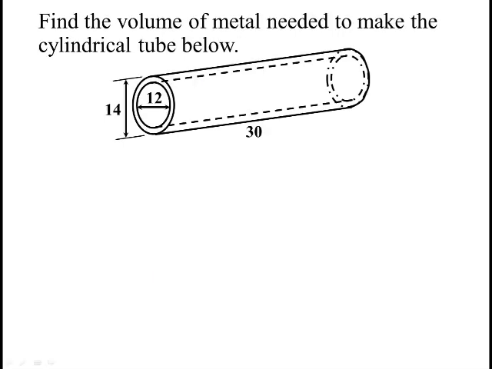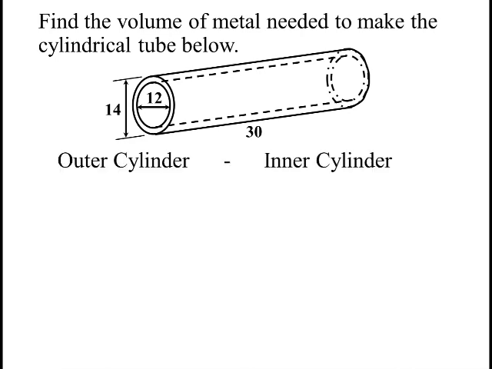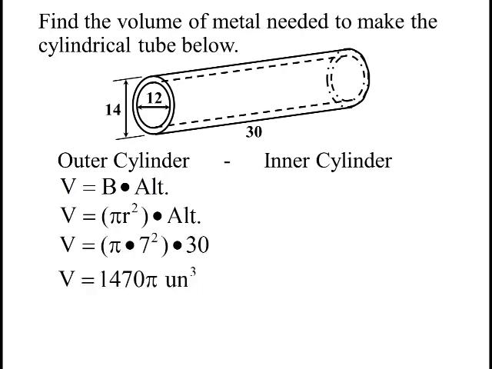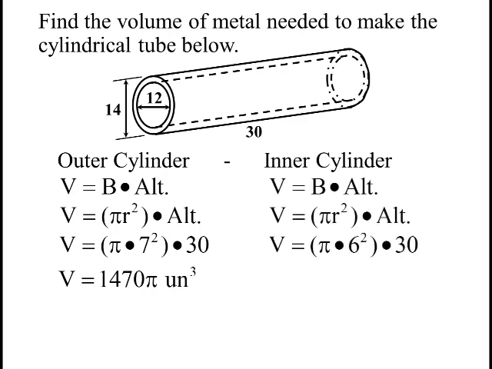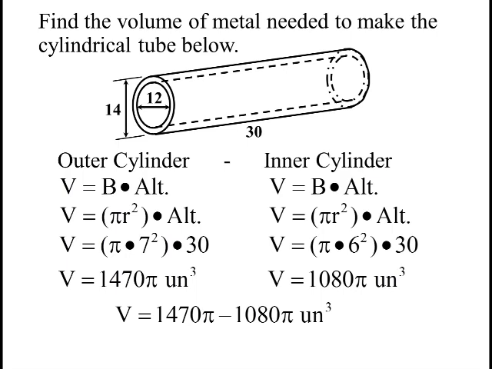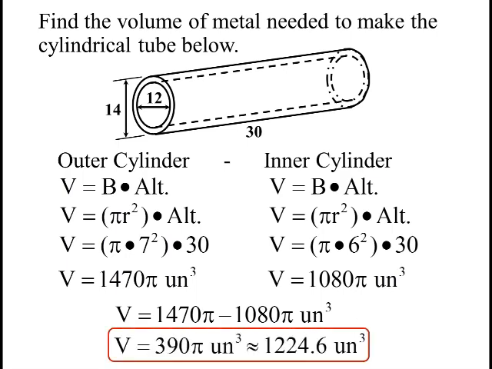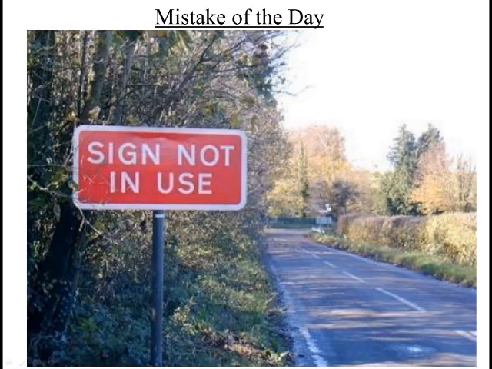Okay, so for this last problem, we're going to find the volume of this pipe. It's obviously an outer cylinder minus an inner cylinder. Base area times altitude. The base is pi r squared. Looks like the radius of the outer circle is going to be 7. So that's 1470 pi. The inner circle has a radius of 6. So that's going to be 1080 pi. We subtract those, we end up with 390 pi, which is approximately 1224.6. And this is a bit of a paradox, isn't it?